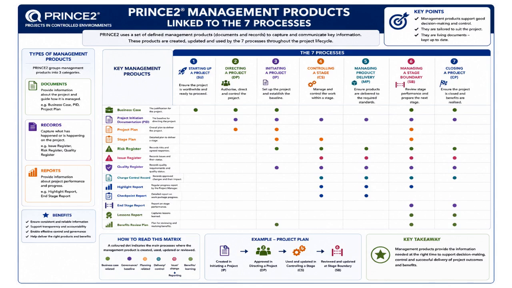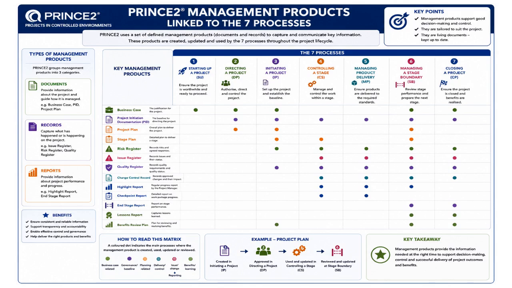The key takeaway on the right-hand side summarizes this perfectly. Management products provide the right information to the right people at the right time, enabling effective governance, control, quality management, and successful delivery of project outcomes and benefits. Overall, this slide demonstrates that PRINCE2 management products are not simply documents for paperwork purposes. They are essential governance tools that support communication, risk management, planning, control, accountability, and successful project delivery throughout the entire project lifecycle.